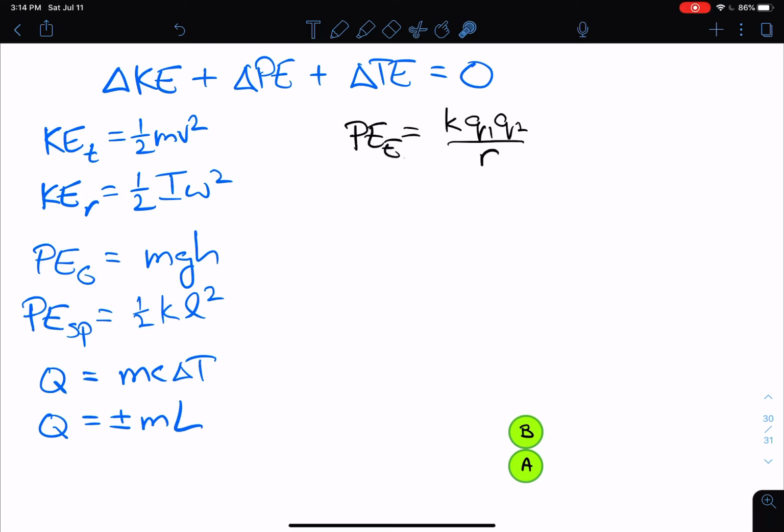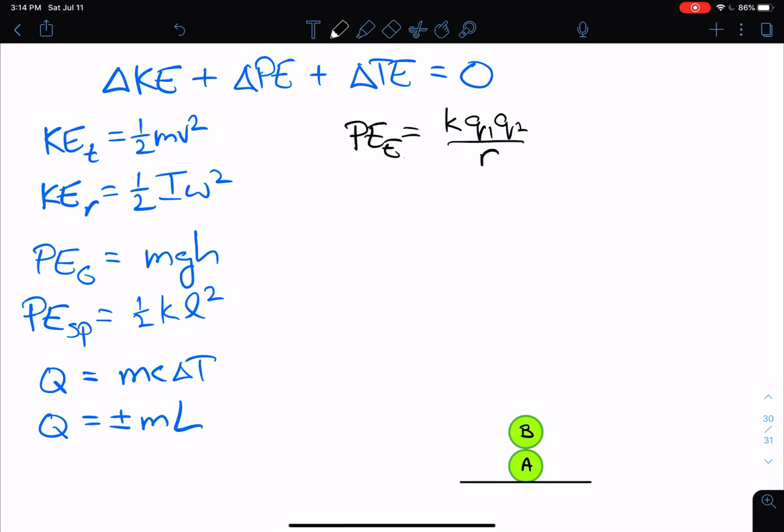So let's see how we would apply this electrostatic potential energy, how we would use it in conjunction with the law of conservation of energy. Down here at the bottom, you can see I have two balls, A and B, that are stacked on top of each other. And we'll just assume that A here is on the ground. These are identical balls. That is, they have the same mass, they have the same radius, etc. And they also have the same charge. So they're going to repel.